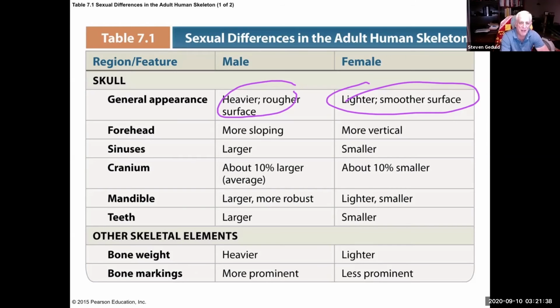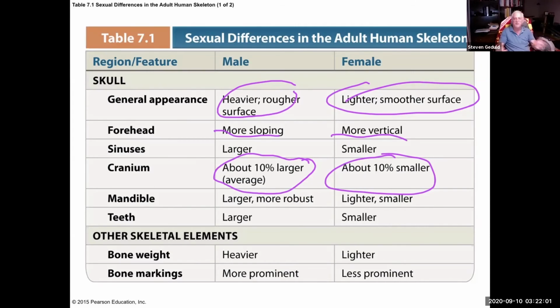A male has a more sloping forehead, a female has a more vertical forehead. Sometimes, you know, have you ever seen a female with a sloping forehead or a male with a vertical forehead? Yeah. Sinuses are larger in males than females? Not really, if you go by the size of the skull. For the cranium, they say males are 10% larger than a female's cranium. A male wrote that. It's not going to hold up.